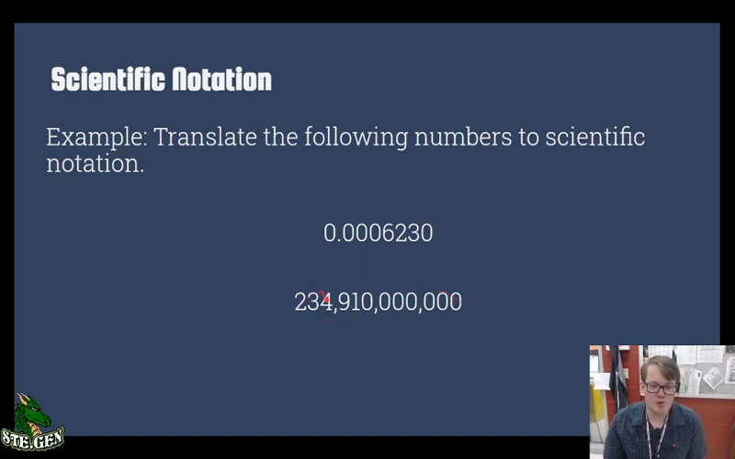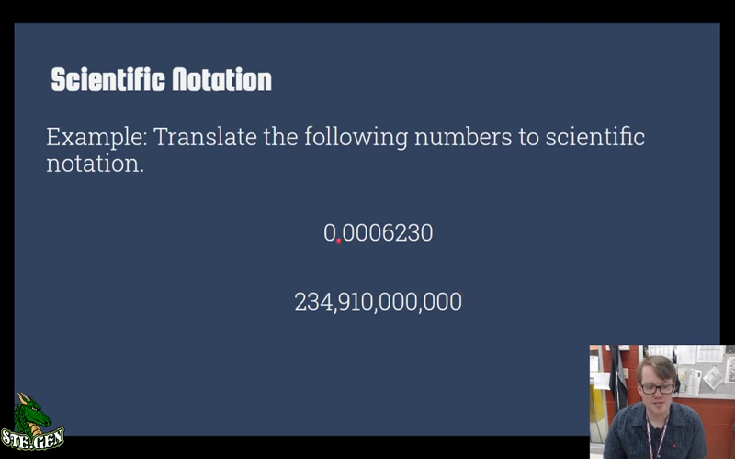So we have 2, 3, 4, 9, 1, 0, 0, 0, 0, 0, 0, 0, or 234, let's see, that'd be hundreds, thousands, millions, billions. 234,910,000, or million. There we go. We're going to do the same idea. So first, is this number smaller than 1, or bigger than 10? In this case, it's bigger than 10, so we're going to be using a positive exponent for it.